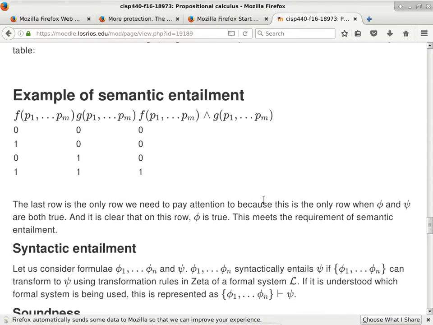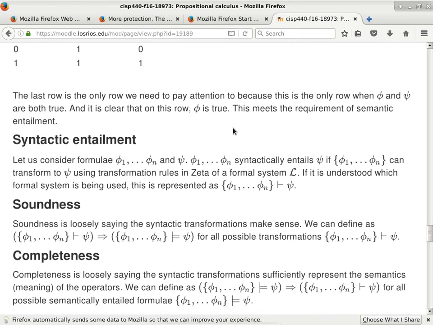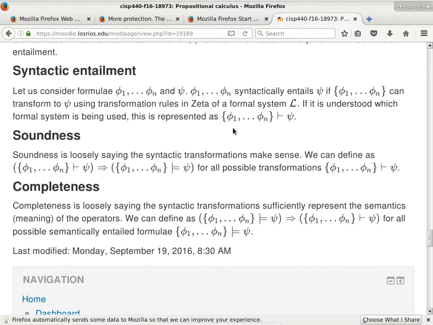All right. So now that we are done with this one, I'm not going to go through the example here. We're going to talk about what is syntactic entailment. This is a really short one, because syntactic entailment simply means under the assumption of a particular propositional logic system.